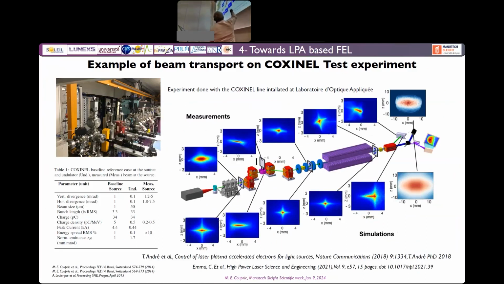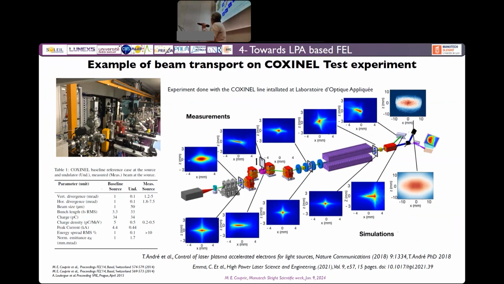Then we go along the chicane to reduce the slice energy spread. So we reduce it typically by a factor of 10. Then we have a second set of electromagnetic quadrupoles to adjust the chromatic matching for the undulator, and then we have a spectrometer to look at the radiation. So first, we were able to transport properly the beam. We look at the beam at different locations, and we have measurements which are in agreement with the modeling. For the modeling, we take the parameters which were measured at the source.